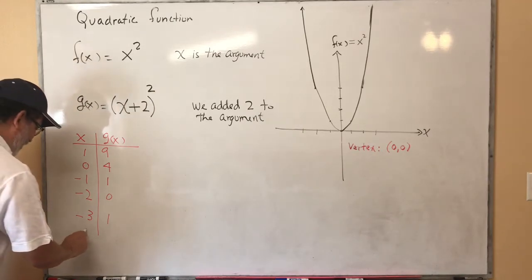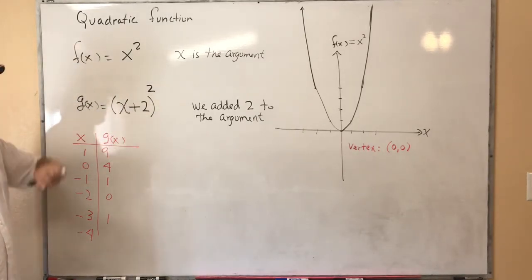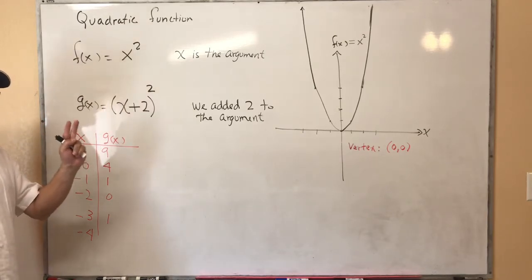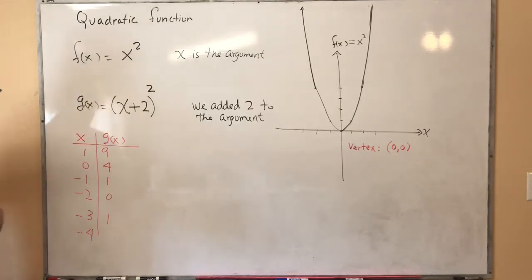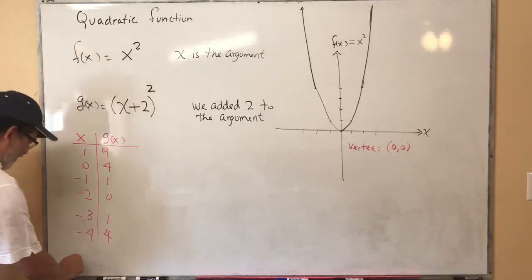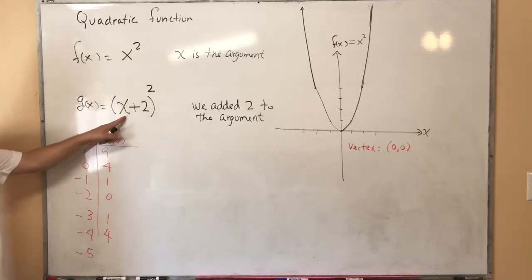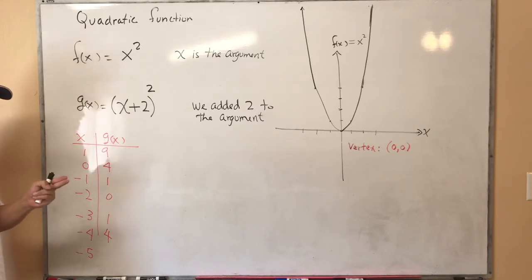Let x be -4. What's -4 plus 2? -2. What's -2 squared? 4. Let x be -5. Okay. What's -5 plus 2? -3. What's -3 squared? 9.